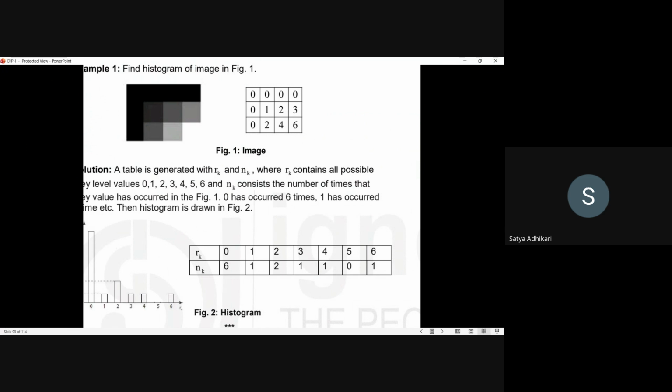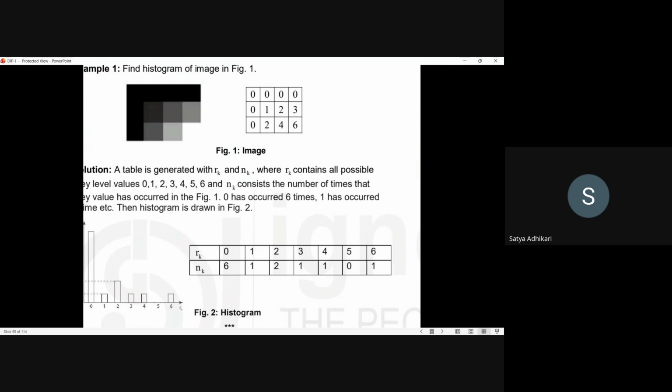1 occurs once, so you see the height of the histogram or that rectangle. 2 occurs twice, so 2 is taller, you see. 3, 4, and 5 have 0 value, and also 6. Sorry, 1, 3, 4, 6 having value 1. So their heights are the same.